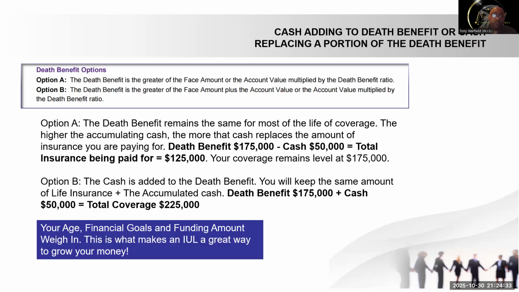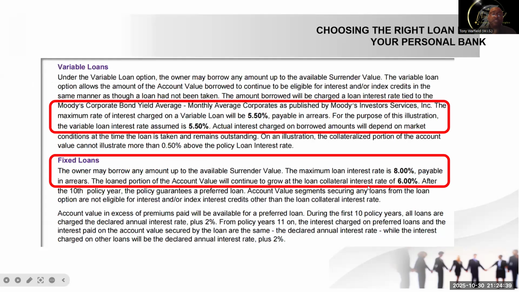Your age, financial goals, and funding amount weigh in. This is what makes an IUL a great way to grow your money. So I wanted to talk about policy loans. Now, I don't do variable, but variable are available with some carriers, looking at about 5.5% on average max, right? Might be as high as 8% in some fixed loan situations. But this is what's great about that.